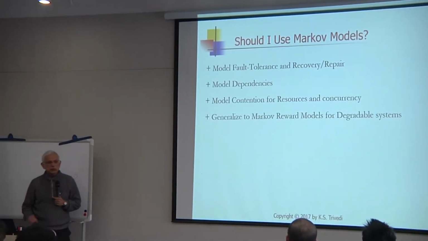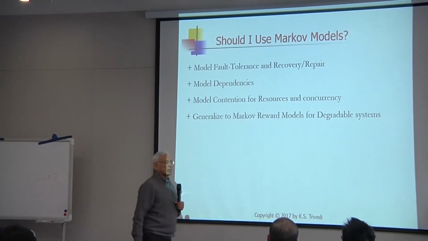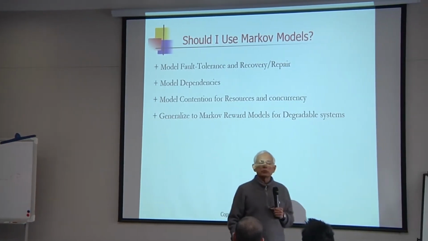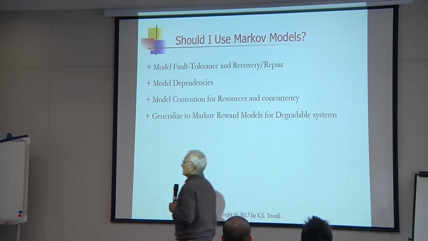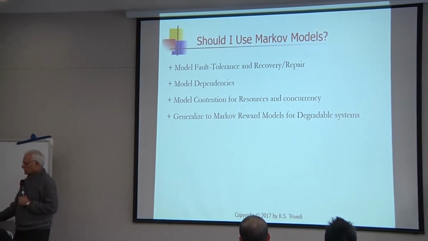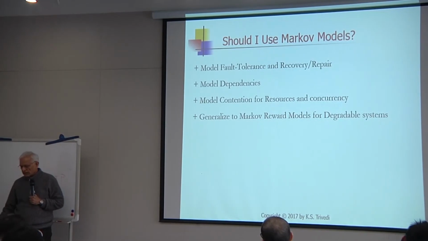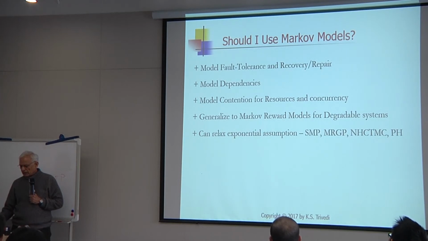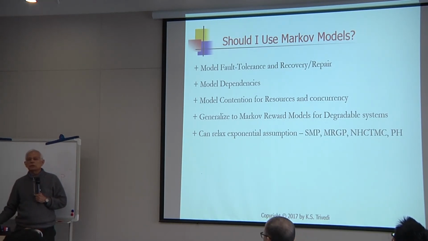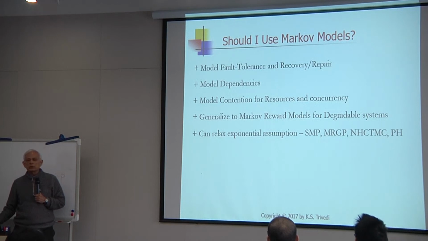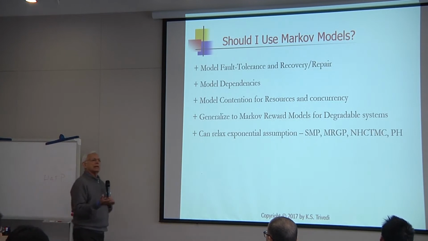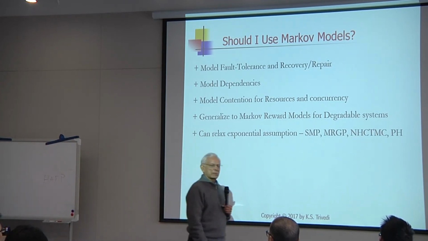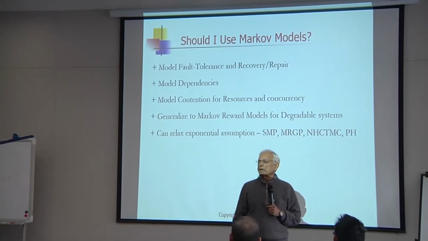And furthermore, you can generalize these models to what are called Markov reward models, which will allow you to take into account degradable levels of performance in different states. And so in some sense, this is a panacea, right? Everything you want to have. Furthermore, I mentioned to you that the usual assumption of exponential distribution can also be relaxed. So in some sense, everything you want to do can be done by state space models, right? But there must be a catch. What is the catch?